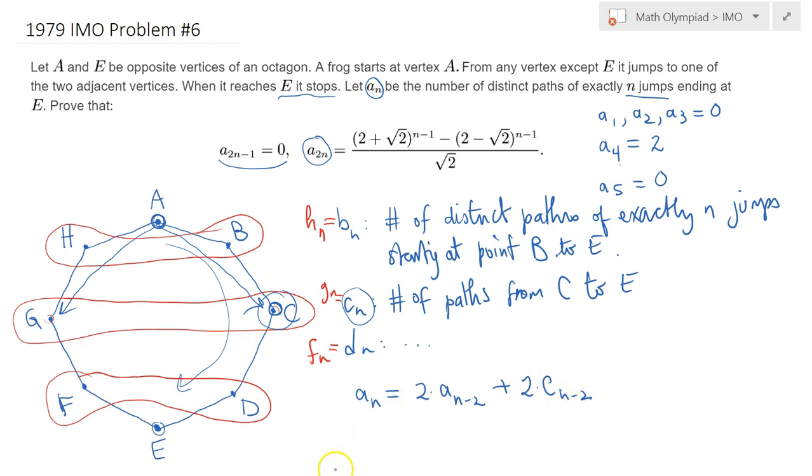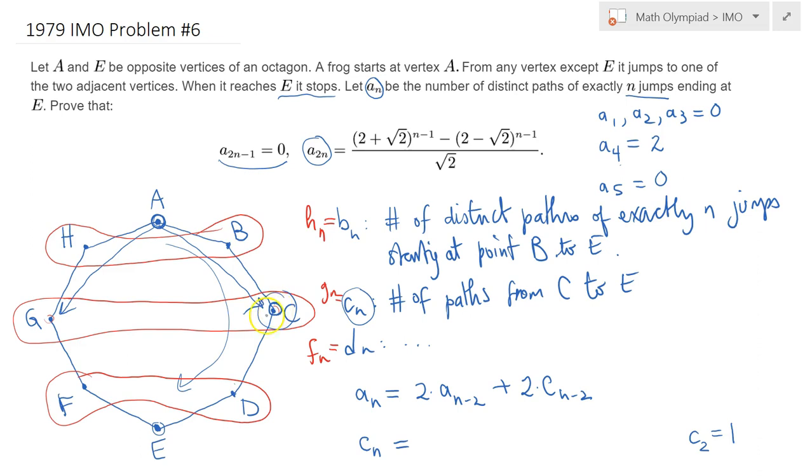That's the first recursion. Now the second recursion, C sub n. This one is a little bit tricky. If you want to calculate, for instance, C sub 2, let me make note of that. So how many paths are there starting at point C, going to point E, in 2 steps, in 2 jumps? Well, there's only one really. It's C, D, E, right? So this is really one way. Does that make sense? Okay.